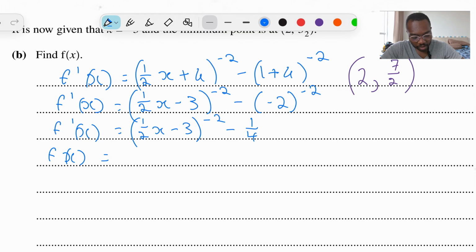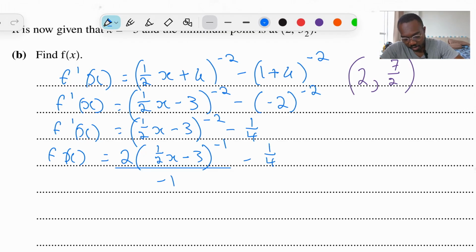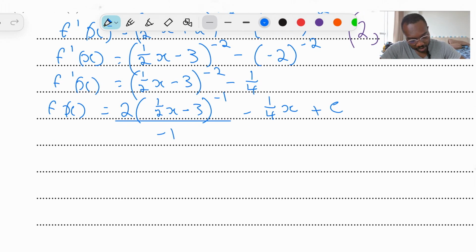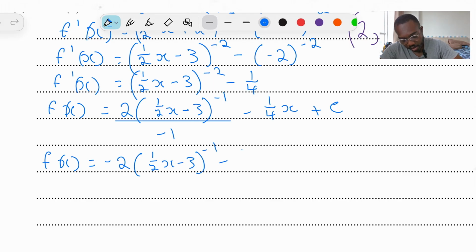Now, if we think that the half will come out and then we do the reciprocal, so we know that a 2 would be on the outside. And that would be a half x minus 3. And then minus 1 here. And then we minus 1 here. And then for that quarter, we just need to add the x. Okay? And then this will be a plus c. And if I just simplify this down a bit, we get f of x is equal to minus 2, and then we get a half x minus 3 to the minus 1, minus a quarter x plus c.